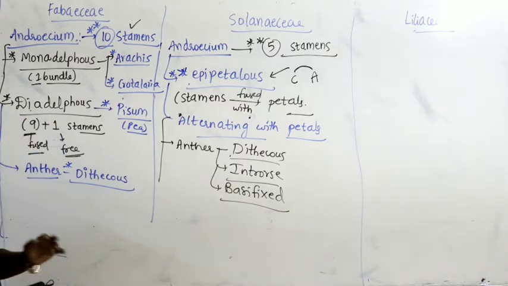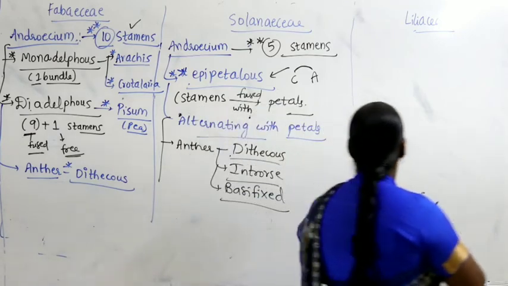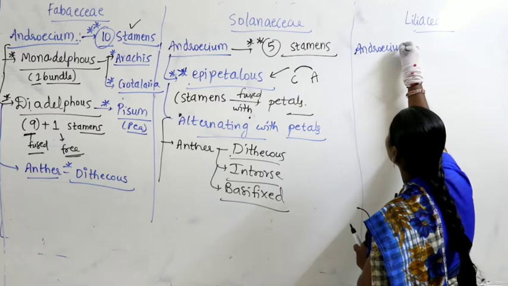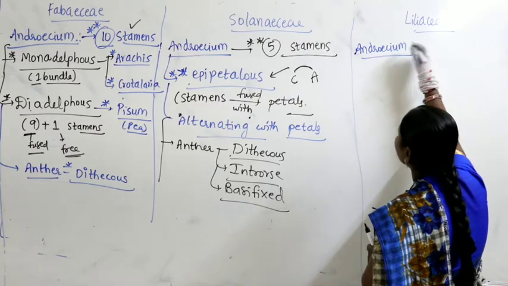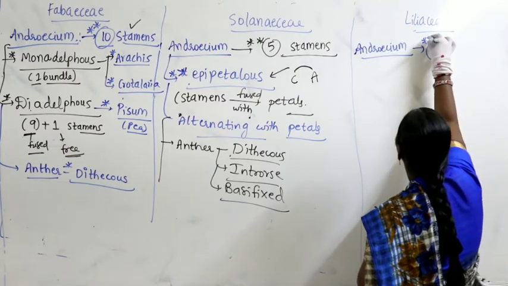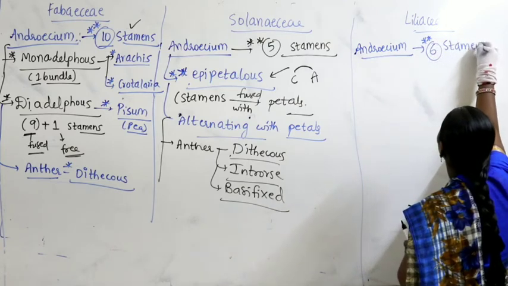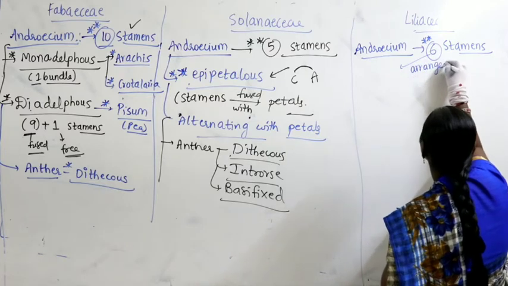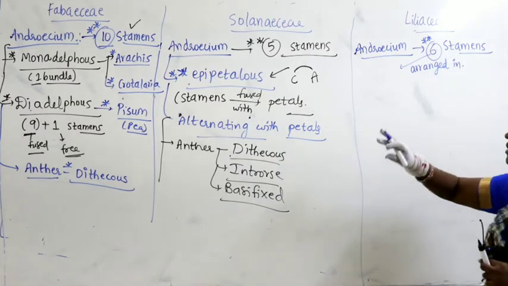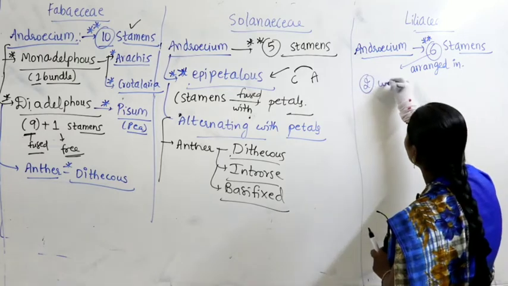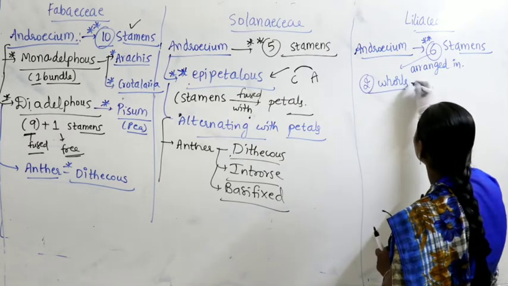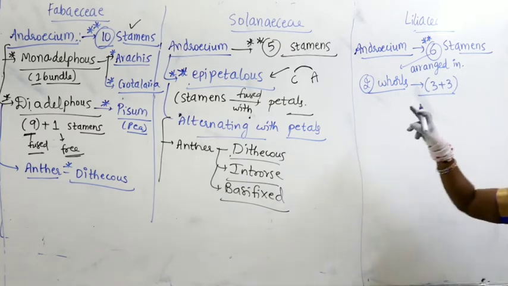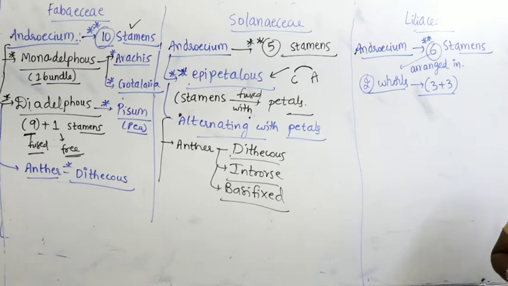Basifixed. Now coming to the Liliaceae members. Now if you take Androecium, altogether we find 6 stamens. The 6 stamens are arranged in 2 whorls. When they are arranged in 2 whorls here, obviously the arrangement will be 3 plus 3. 3 are on the outer whorl, 3 are on the inner whorl.